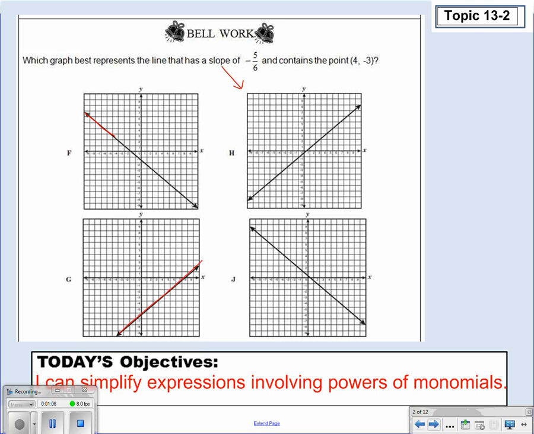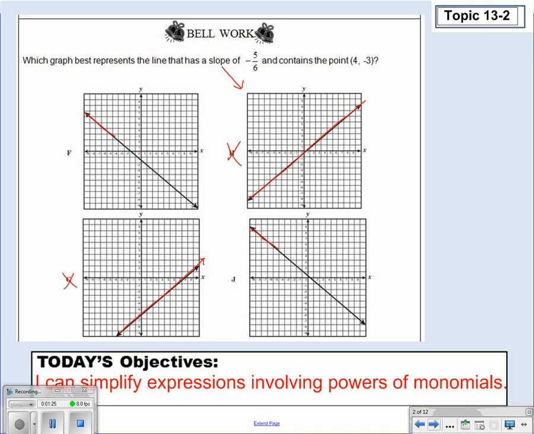G, however, is increasing, so it is not a possibility. H, as I go left to right, is going up, increasing, not a possibility. J is a possibility, it is decreasing. Next, let's look to see which one of these two lines, or both, go through the point (4, -3).